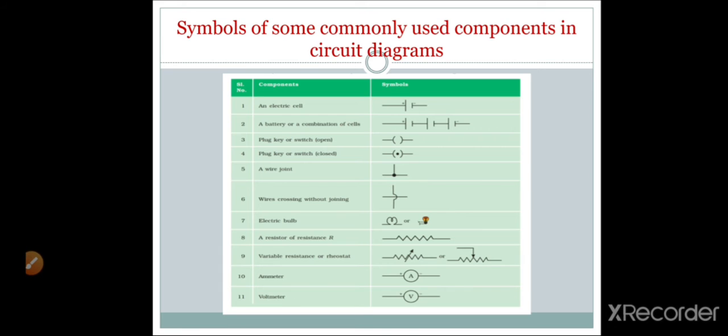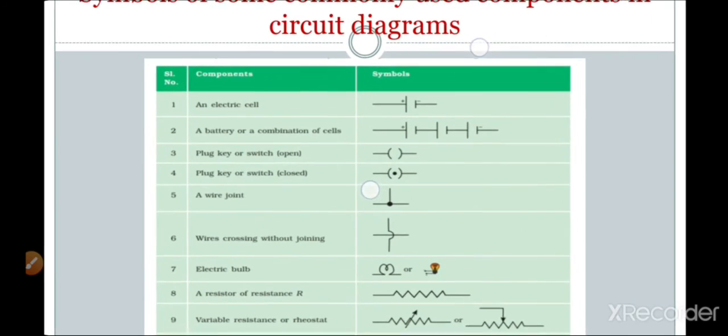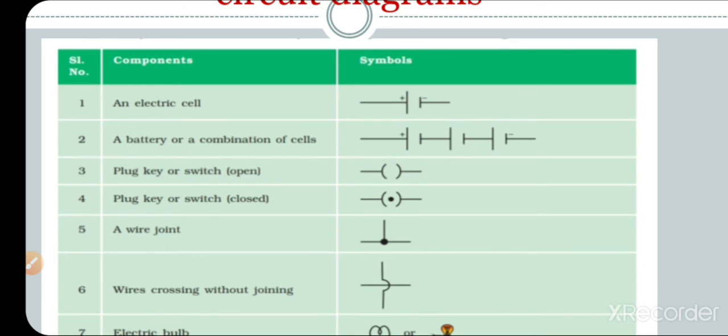Now here are some of the symbols of some commonly used components in circuit diagrams, as we draw circuit diagrams for our ease. An electric cell is shown by a bigger line and a smaller line. This bigger line represents the positive terminal, and this smaller line represents the negative terminal. Similarly, a battery is a combination of two or more cells, so it is shown like this.